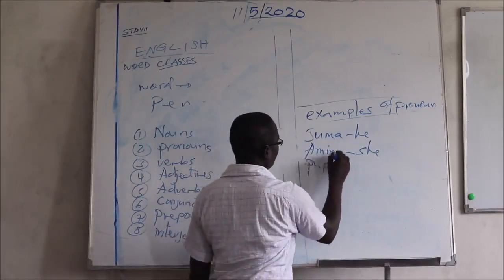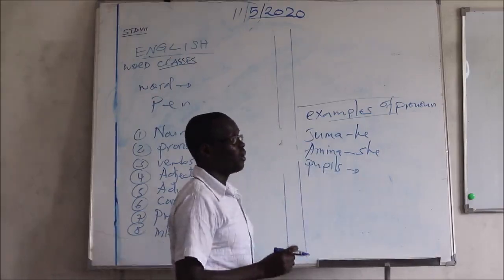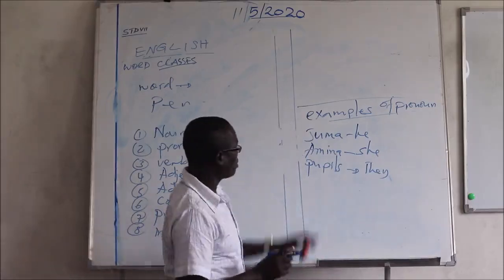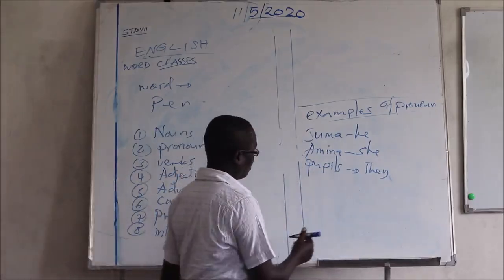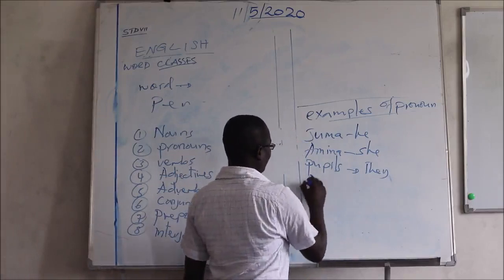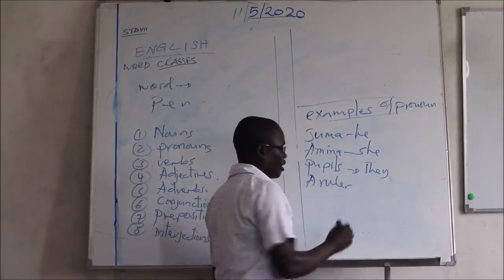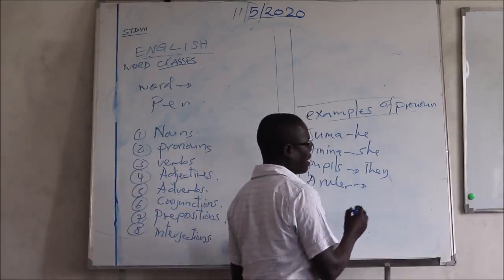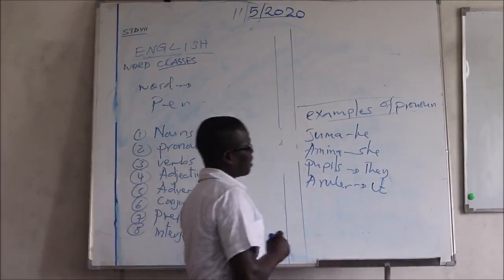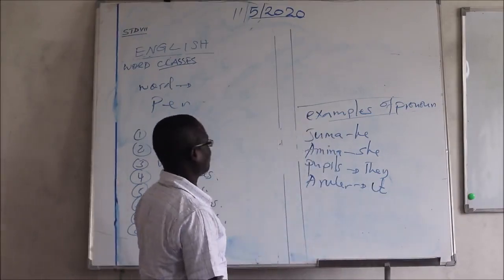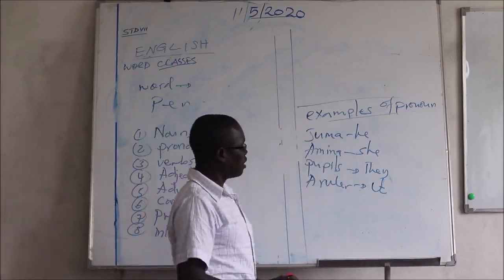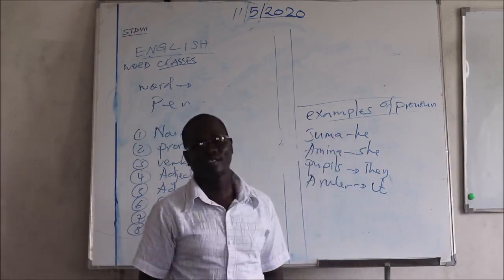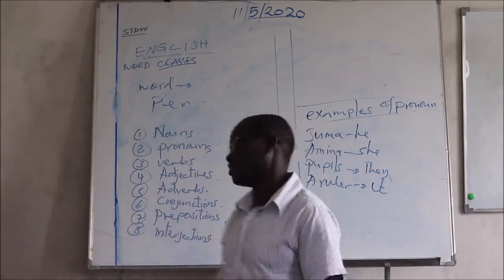Pupils. We can use the word they to substitute the word pupils, which is a noun. A ruler can be represented by a pronoun, it, and the rest. These are what we call pronouns, because we are using them to represent a noun in a sentence, in case we don't use a noun.